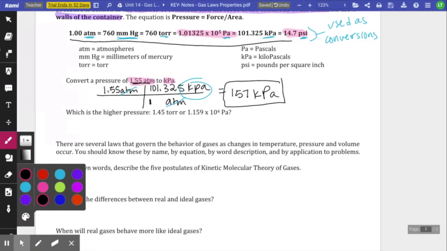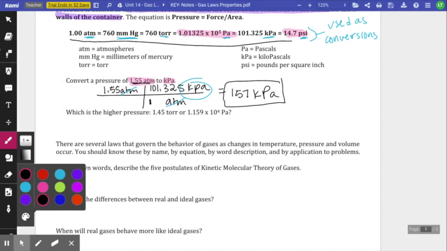Now for our next problem, it says, which is the higher pressure, 1.5 torr or 1.159 times 10 to the 4th pascals? Okay, so you guys could probably see these aren't in the same units, so we need to convert them to be in the same units. We really can't compare things that are in different units. It's just not going to work out very well for us.